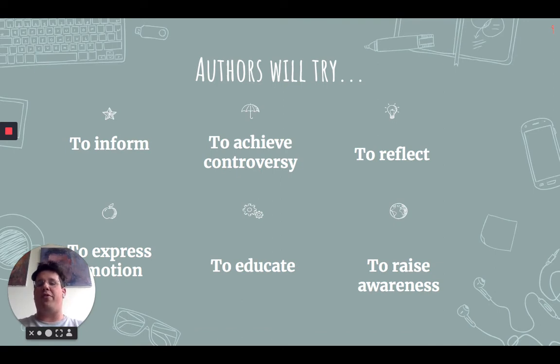Authors will try to inform. This is true for newspaper articles. This is true for journal articles. They might try to achieve some controversy if the source is biased. They might be reflecting on a specific topic, and we have to take into account the thematics or the concepts behind that. They might be trying to express an emotion. If they're trying to do so, they're going to be using pathos, ethos, or logos in order to build that emotion to its fullest expression. They might try to educate, or they might try to raise awareness about a specific issue. Again, this will all be evident usually in the introduction of an article or a newspaper clip.